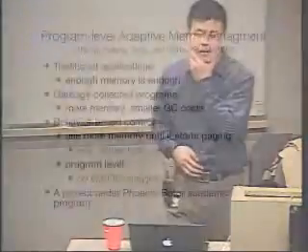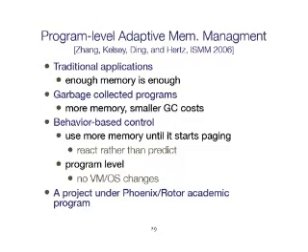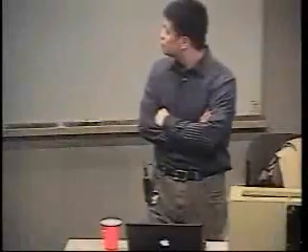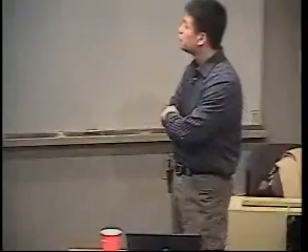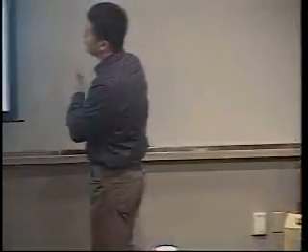Okay. So next, I'll move on to some of the optimizations and adaptations we do with behavior analysis. This is Chen Liang's recent work in ICMM. In traditional applications, enough memory is enough, but for garbage-collected programs, giving more memory may improve performance because it reduces the frequency of garbage collection. He developed a simple behavior-based control, which basically keeps using more memory until the memory is exhausted.